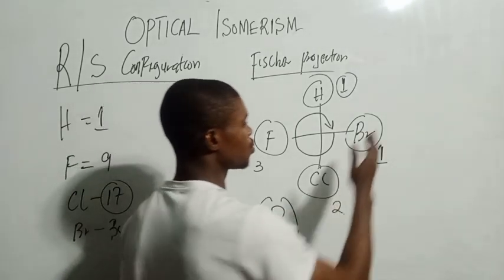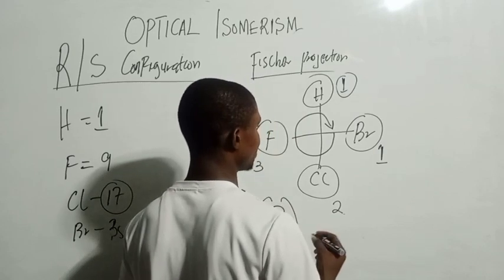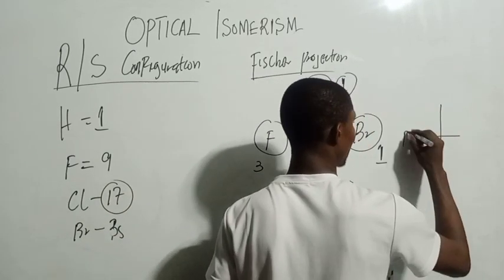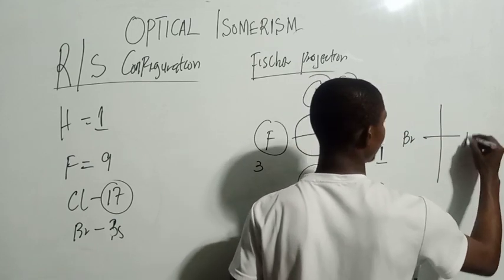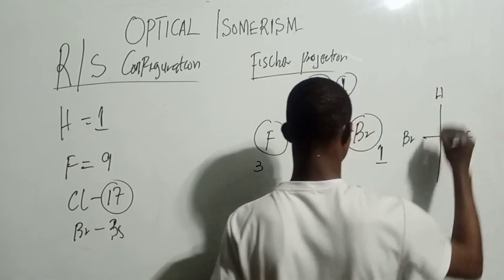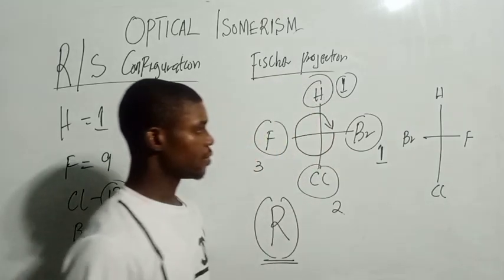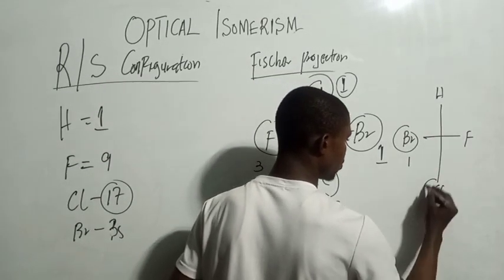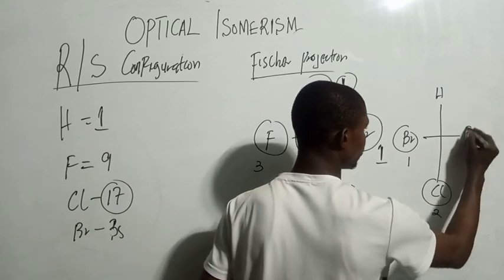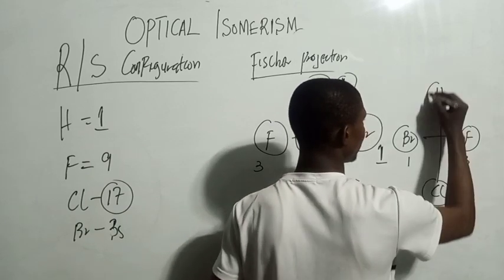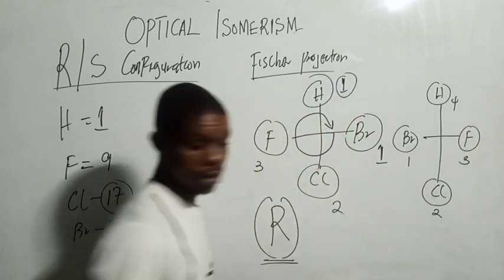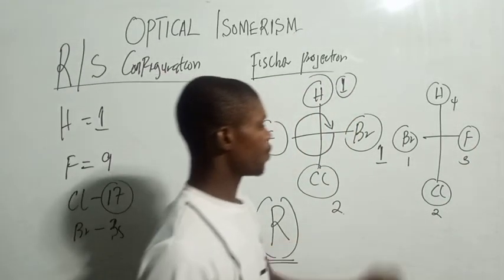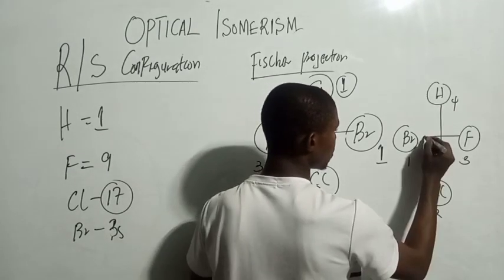Look at something here. If I should draw my enantiomers here, so here I have this one here, Br on top, here we have fluorine, here we have H, here we have Cl. Here we're going to be number one, number two, number three, and number four. So now you're able to start here.